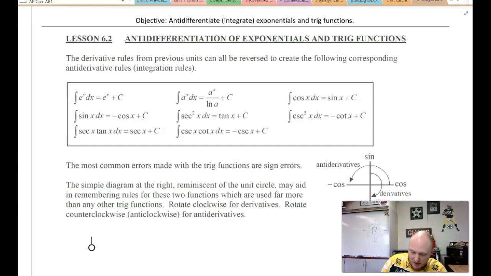And now that we've already talked about anti-differentiation being the inverse or the opposite of differentiation, you can get the idea that when we look at derivatives and trigonometric functions, we're just going to be working backwards. We're doing the inverse of derivative rules that we already have.